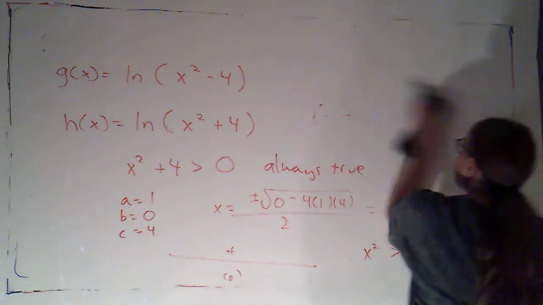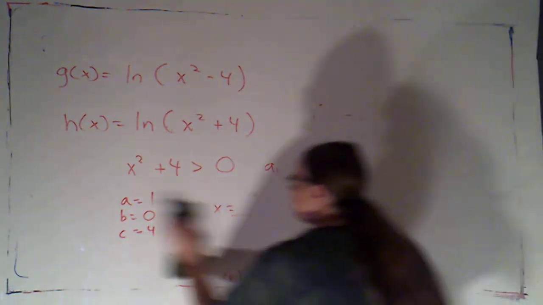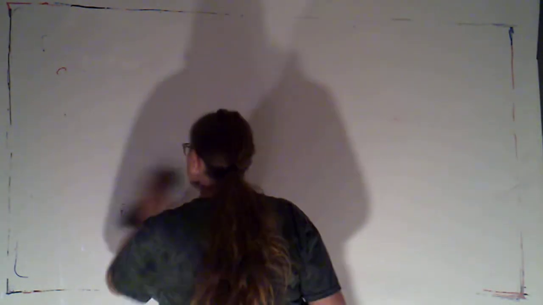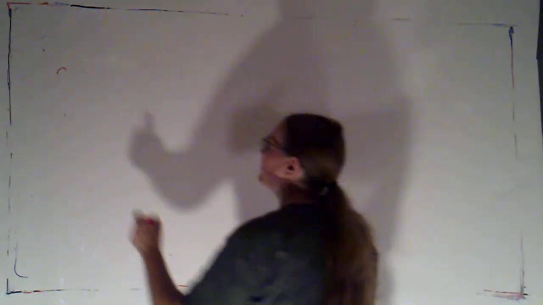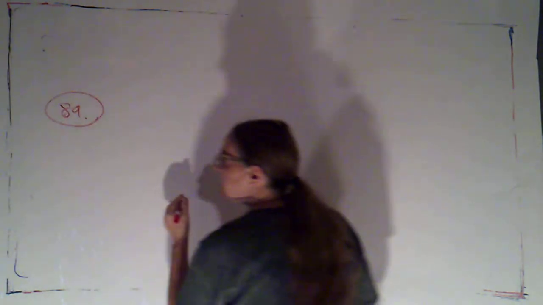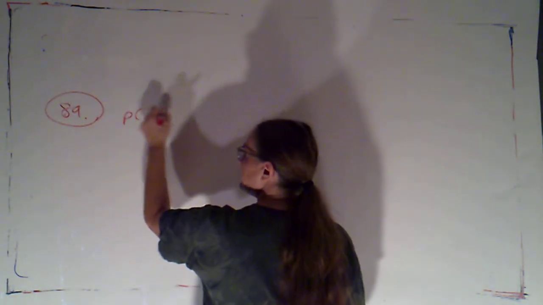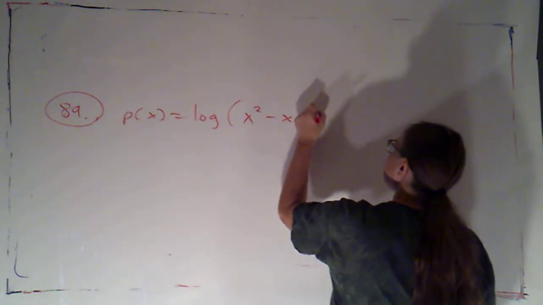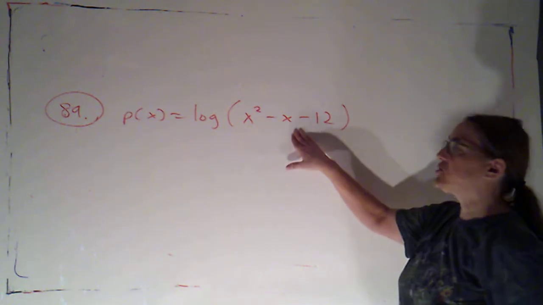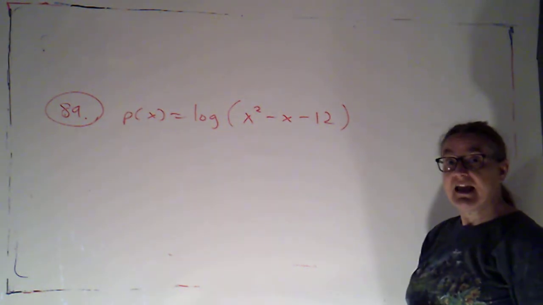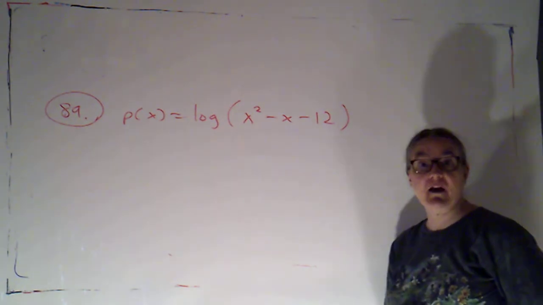All right, so I'm going to have you folks try one. This is one from the homework so that you can pause the video, work out this problem, and you are getting a head start on the homework. This is number 89 from the homework. I want you to find the domain of p of x, which is the log of x squared minus x minus 12. So find me that domain in interval notation, and we'll start the next video going over that together.